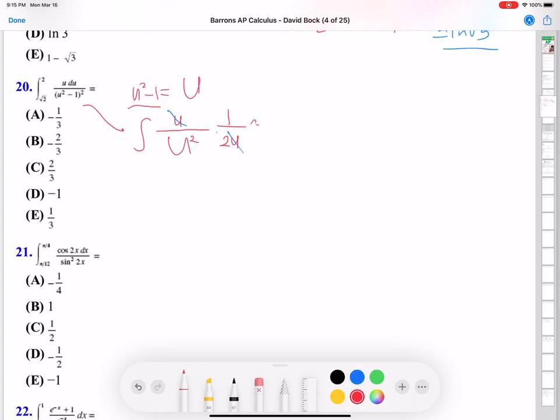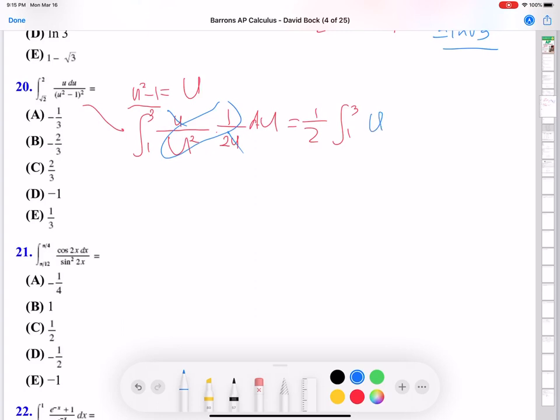And then the large U, and then change the two numbers, right? If small u is root 2, that's 1. What about small u is 2? That's 3, right? So 1 to 3. So 1/2 integral from 1 to 3 of 1 over U squared.